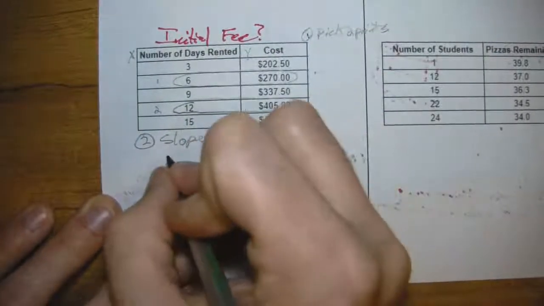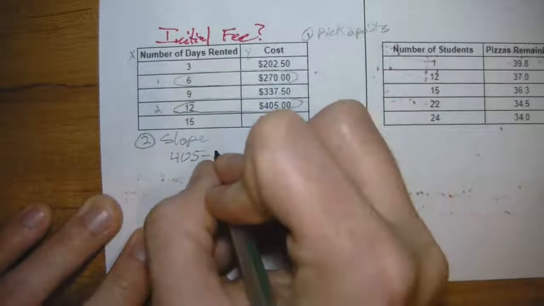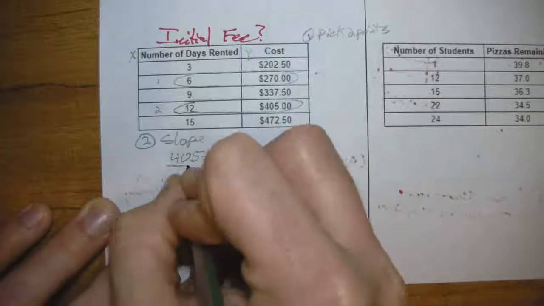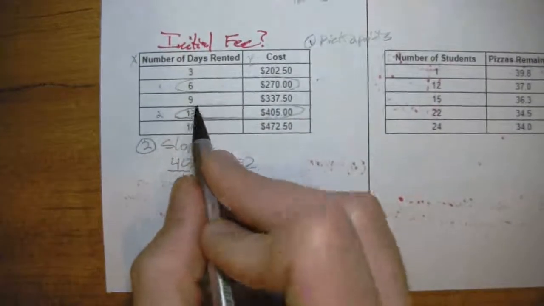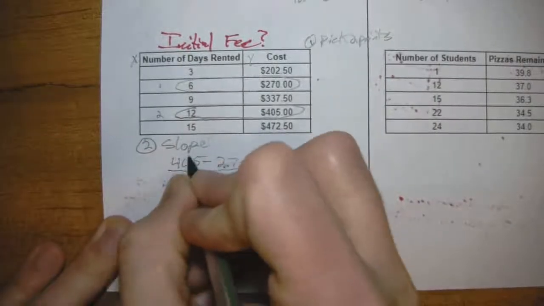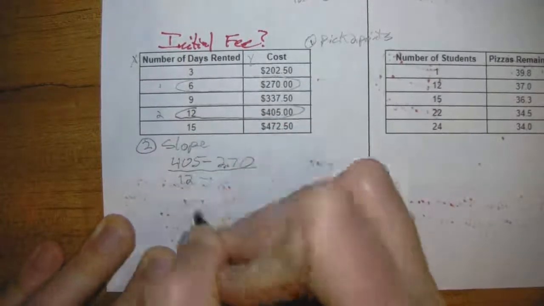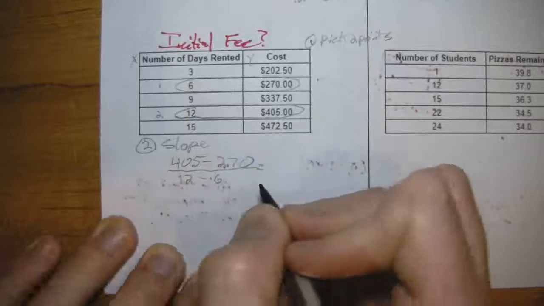So y2, right here, remember, x's tend to go first with y's tending to go second. So we need $405. Subtract 270. All right, and we'll do that math here in just a second. The next thing we need is our x's. So in this case, 12 goes first. Notice the 405 and the 12 match up, so 12 needs to go first. Remember, that's x2. And 12 subtract 6. There we go.